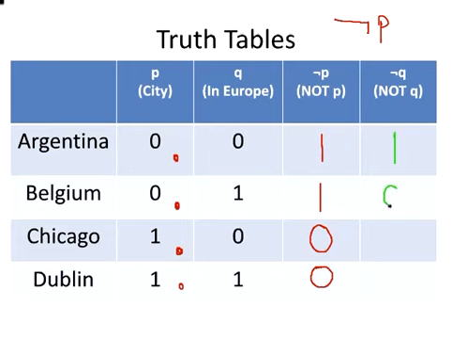Chicago is not in Europe. That is a 1. And Dublin is in Europe. So that we're not interested in that. That's a 0 there. And again, I'll just draw your attention to the fact it's the opposites of these. If it's 0, switch to 1. If it's 1, you switch to 0. And that ends our presentation.